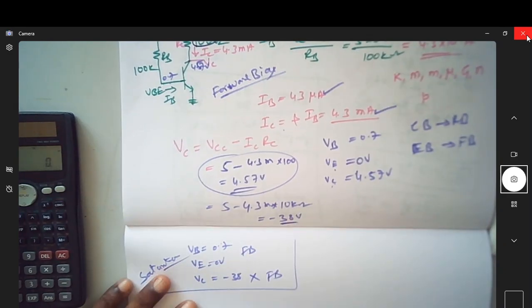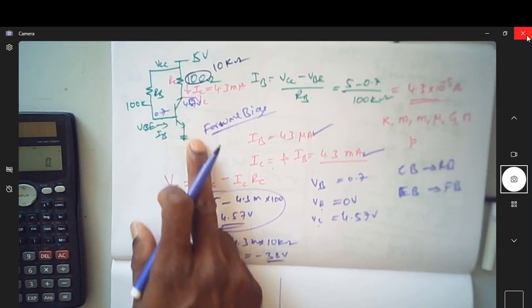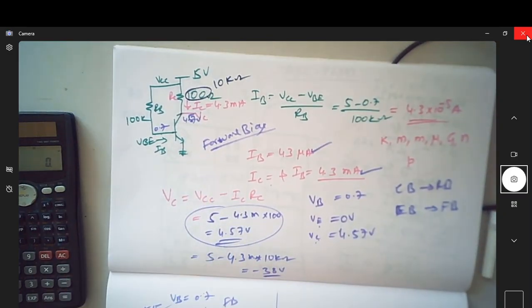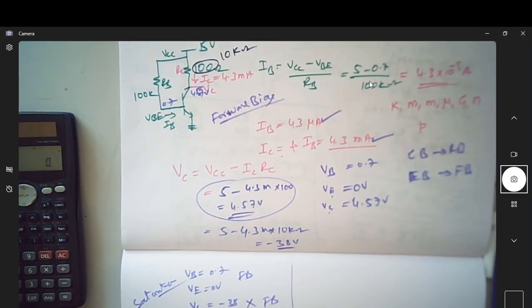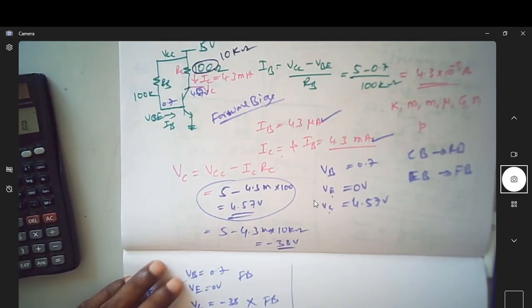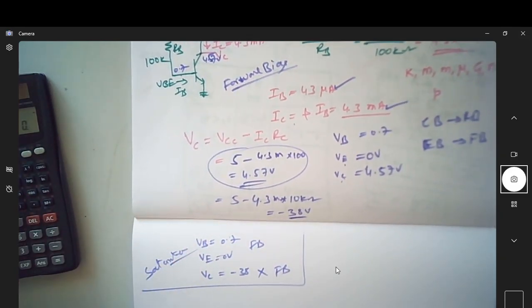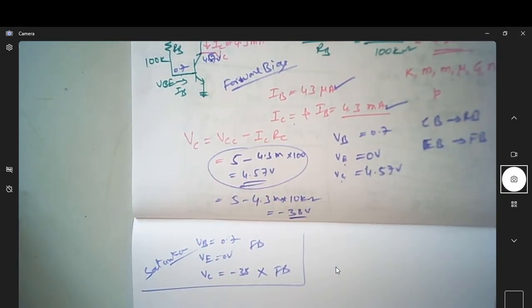But what is the current flowing? Is the same amount of current flowing? Let us see what happens. Fine. Now let us move to the third one. We'll just come back to this. So don't panic, we will come back to this.